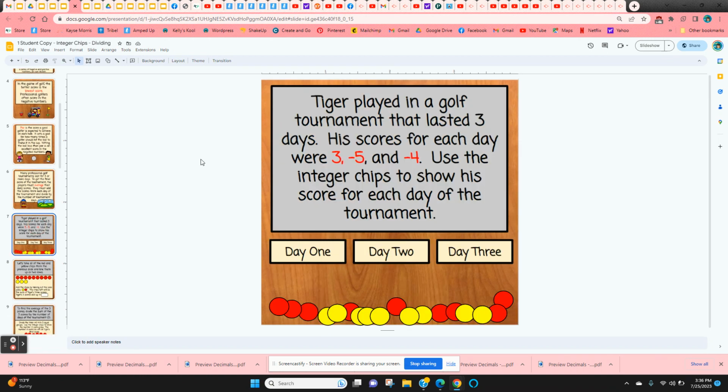So we're going to give them an example here. Let's say that Tiger played in a golf tournament. It lasted 3 days. His scores for each day were 3, -5, and -4. So we're going to move the chips in order to show those 3 scores. And to move the chips, you just click and hold on each one, and you can move them where you like. So on the second day, he got -5. And on the third day, he got -4.